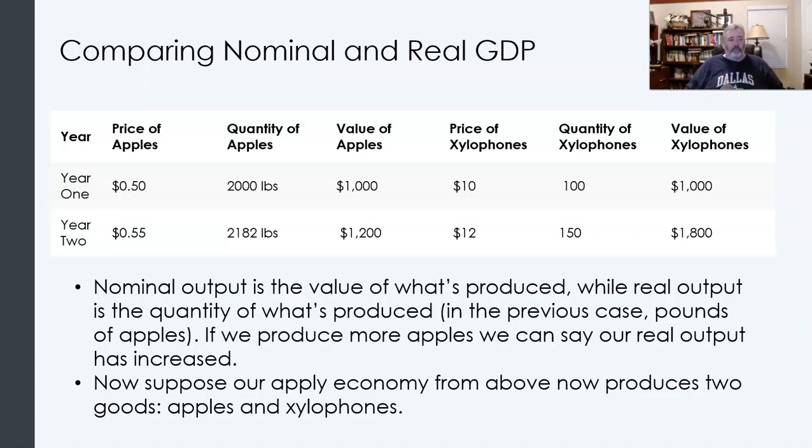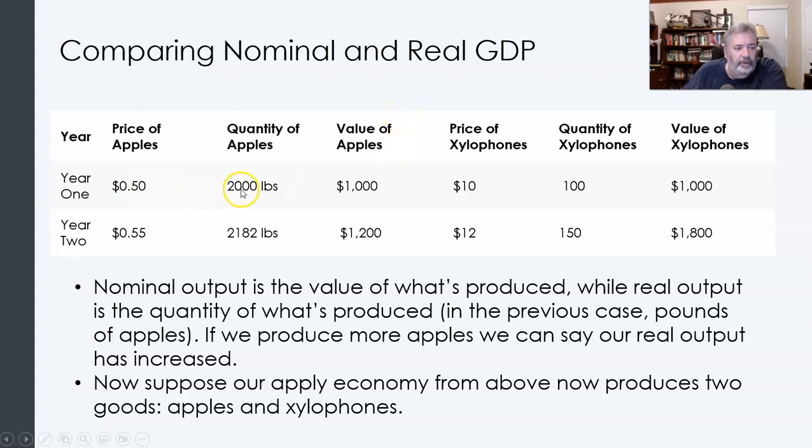Anyway, all right. So for this one here, year 1 and year 2, you'll notice that the price of apples went up a nickel. Ignore this column. That's ridiculous. And then the price of xylophones went up $2. Ignore this column here. Okay. Oh, I see what they did. The value of apples. That's the nominal. This right here, the value of apples, is the nominal value is what they mean here.